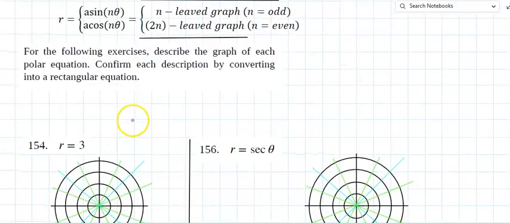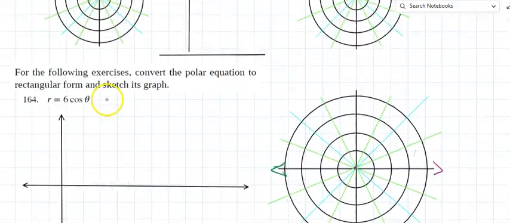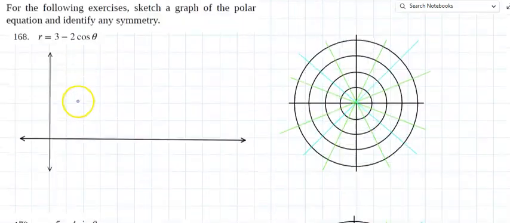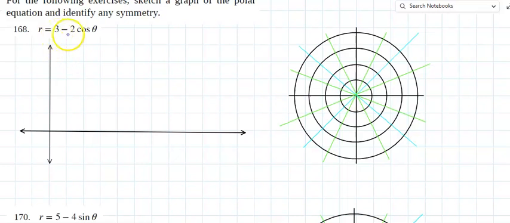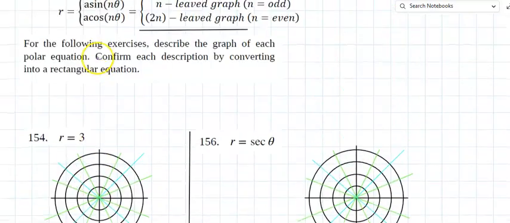So I'm assuming you know how to graph y equals 6 cosine of theta, y equals 3 minus 2 cosine of x, if you recall these things.